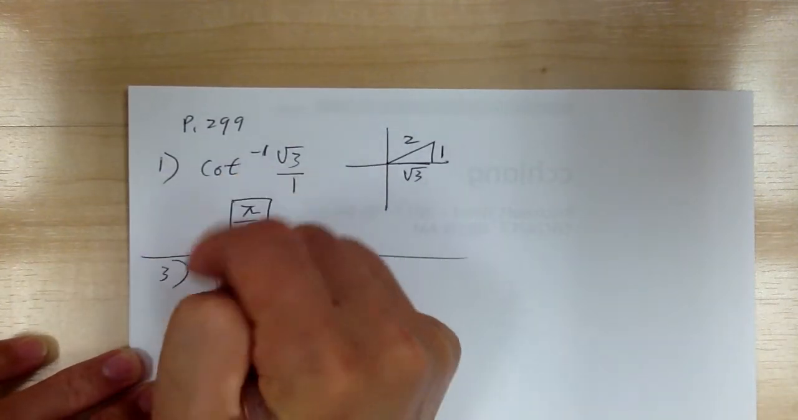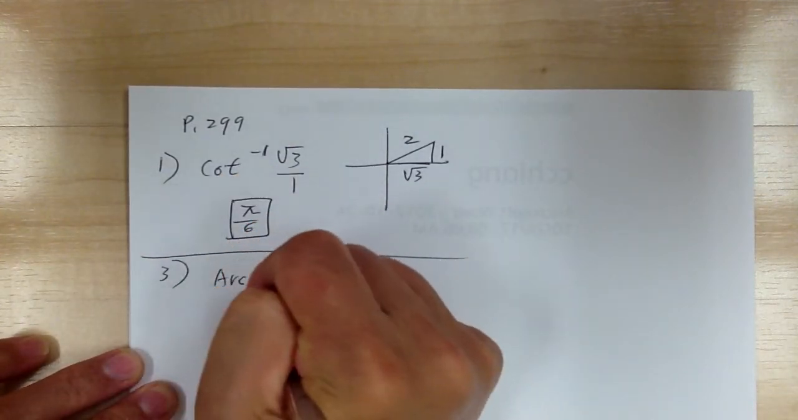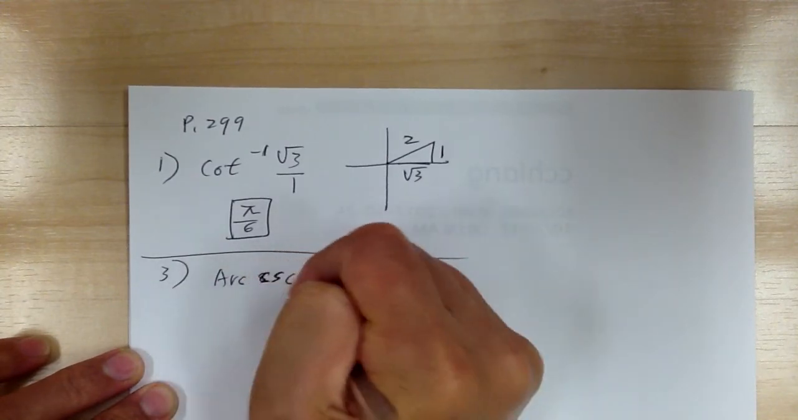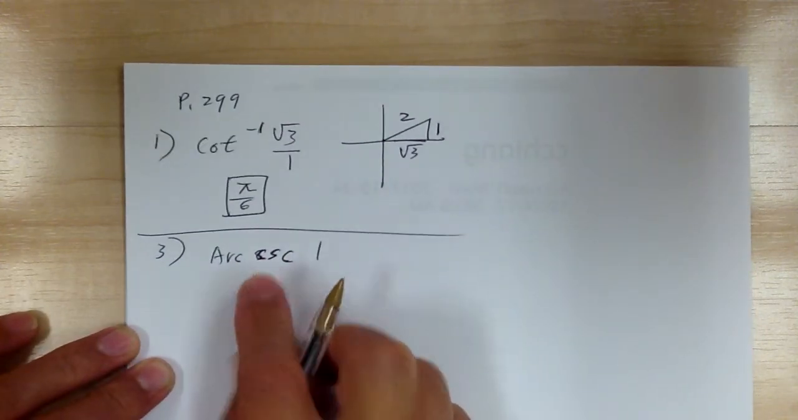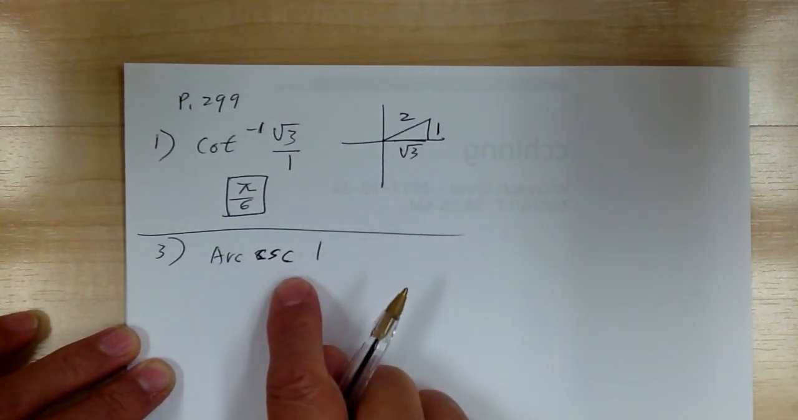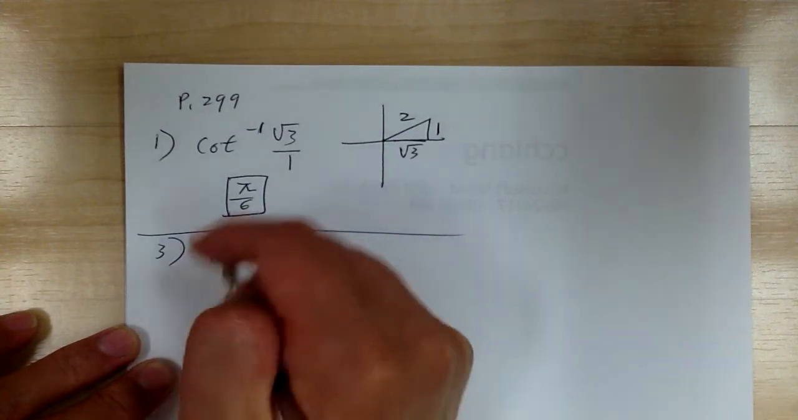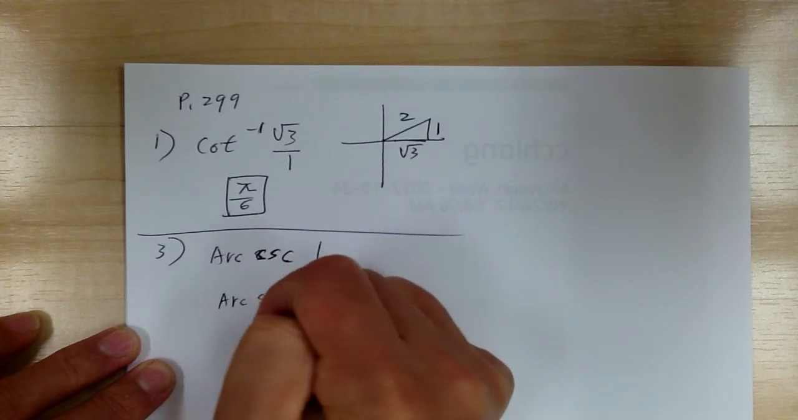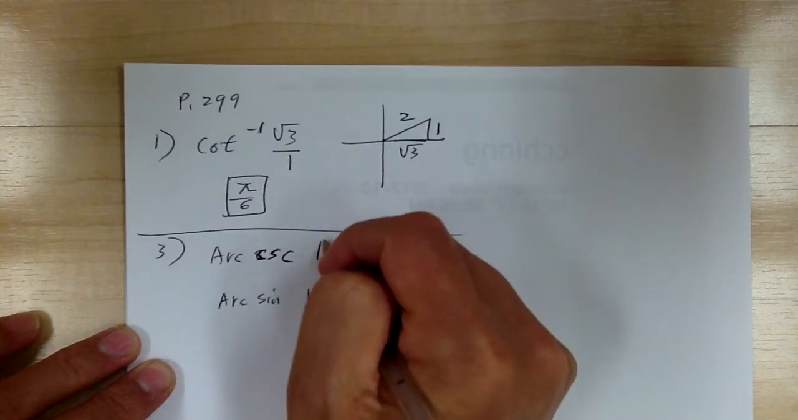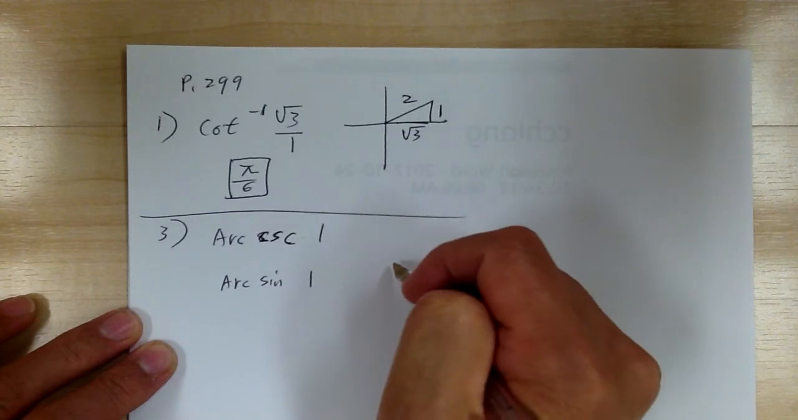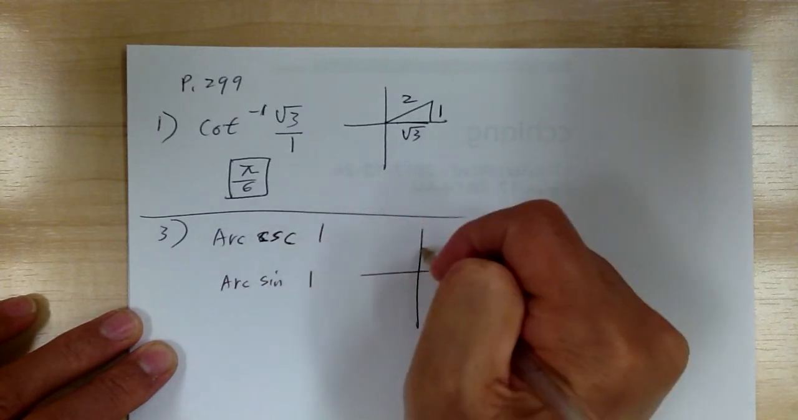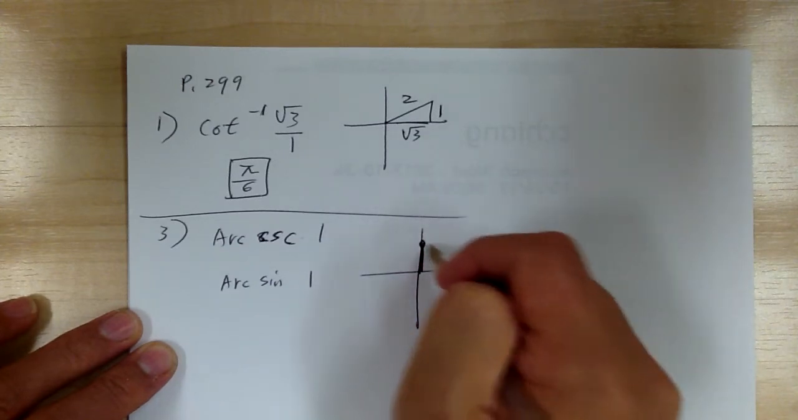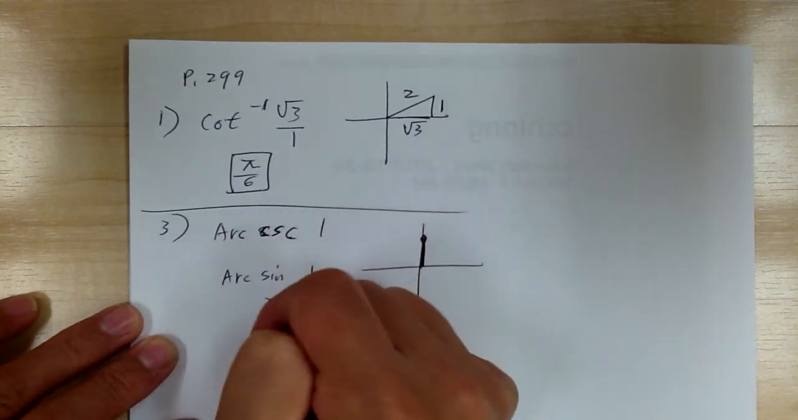So number 3, you have the arc cosecant of 1. Now, if you're not familiar with the cosecant, what you do is use the primary function. So cosecant is the inverse of sine. So you can flip it over. So same as arc sine of 1, right? 1, when you flip it over, is still 1. So when you draw your triangle, okay, so 1 is going to be over here. And therefore, the angle for this picture is going to be pi over 2.